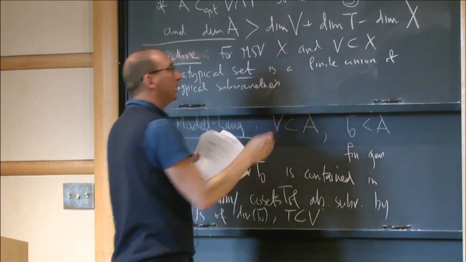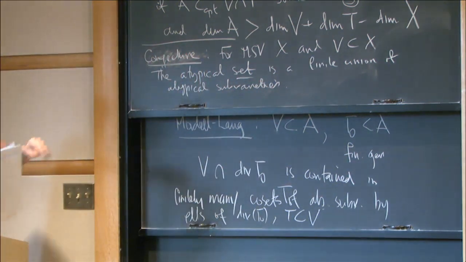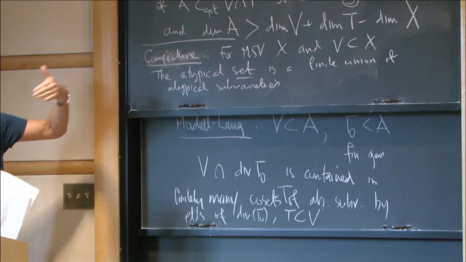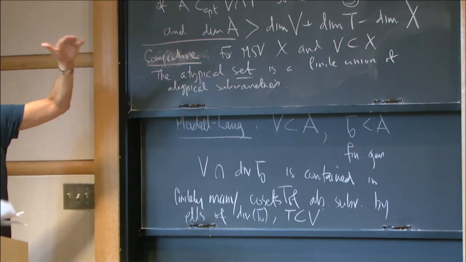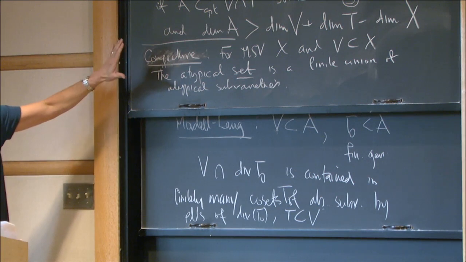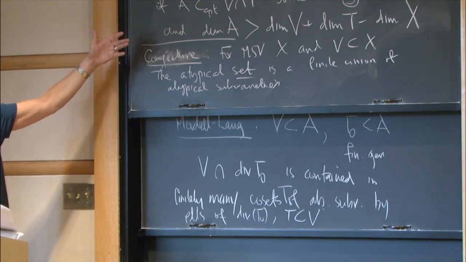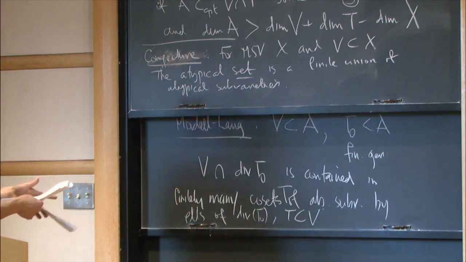Now, you have to be a little bit careful here because it doesn't say that there are only finitely many atypical intersections. It says if there are infinitely many, then there's a bigger one that contains all of them. So you could say there are finitely many maximal atypical ones. Yeah, so you have to say things like that.